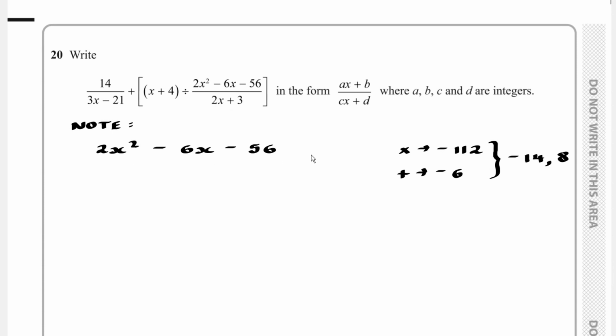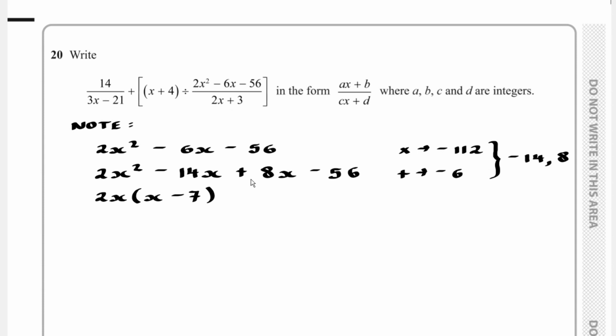So we can rewrite the negative 6x as negative 14x plus 8x. So we have 2x squared subtract 14x plus 8x subtract 56. This is of course equivalent to 2x squared subtract 6x subtract 56. And we need to factorize. If I take a look at the 2x squared subtract 14x and factorize a 2x, then inside the bracket I would have x subtract 7.